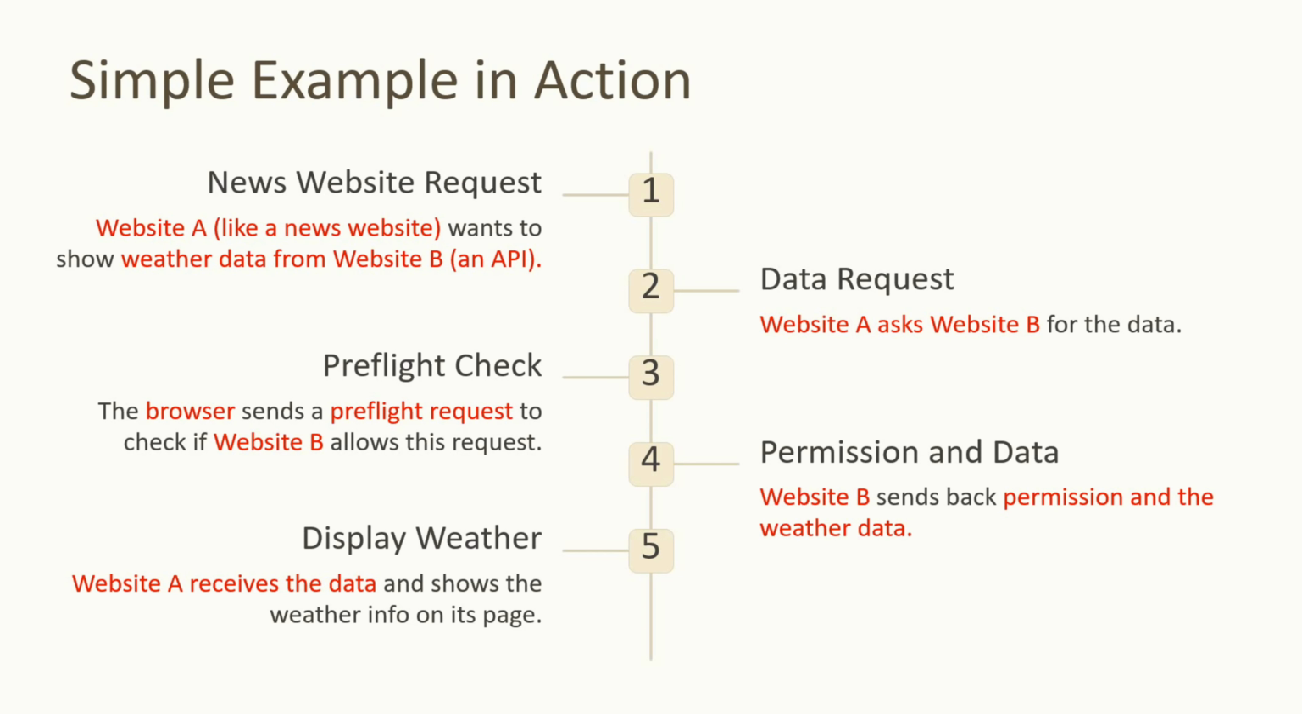Now we will see a real-time example. Website A, which is a news website, wants to show weather data from website B. Then website A asks website B for the data. The browser sends a pre-flight request to check if website B allows this request. Website B sends back permission and the weather data. Website A receives the data and shows the weather info on its page.